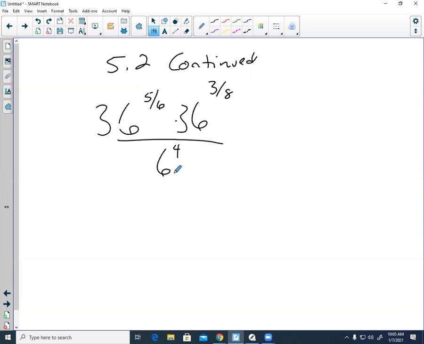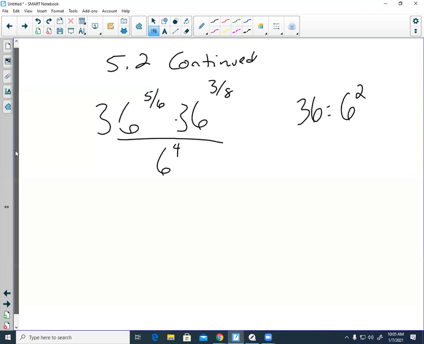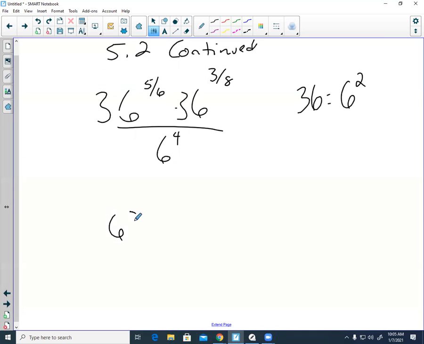Now, I'm just going to ask you a yes or no question. Is it fair for me to say that 36 is the same thing as 6 squared? Yes. This is a true statement, right? So now, effectively, I'm going to change this problem to have every single base be 6. Instead of writing the number 36, I'm going to write 36 as 6 squared. I'm not changing anything about this problem. I'm just rewriting it in a different way.